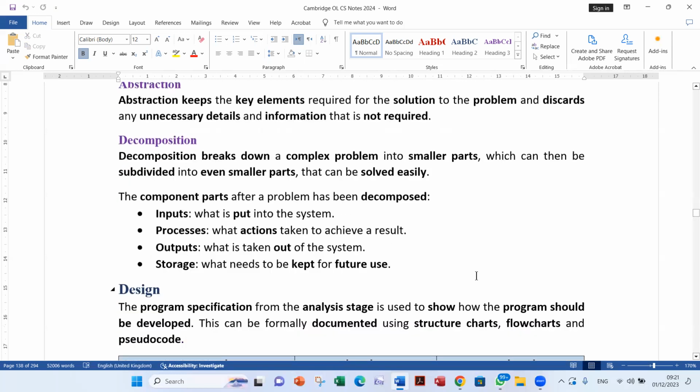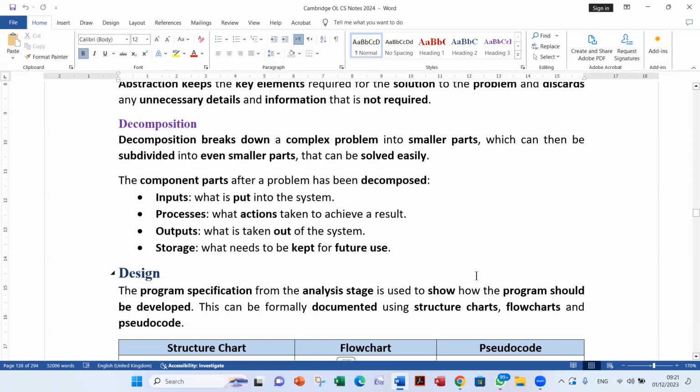What is meant by decomposition? You split your task into smaller tasks, and then you keep on splitting until you get to all the details you want. Decomposition breaks down a complex problem into smaller parts, which can then be subdivided into even smaller parts that can be solved. Okay, what next?